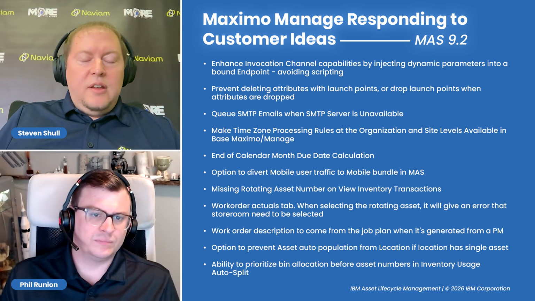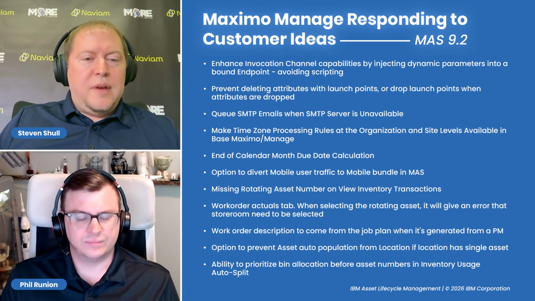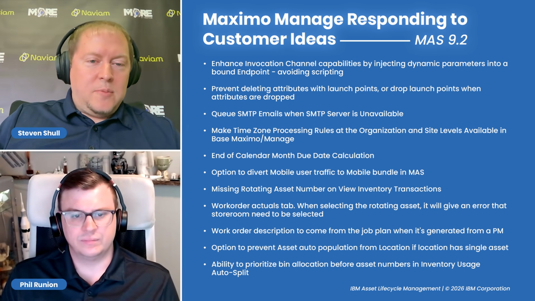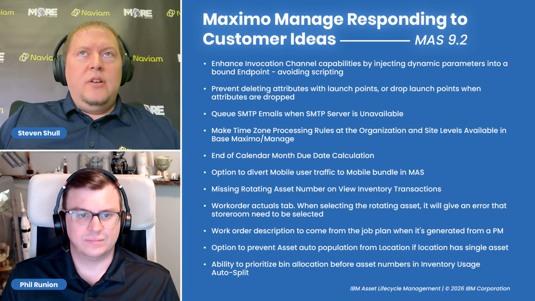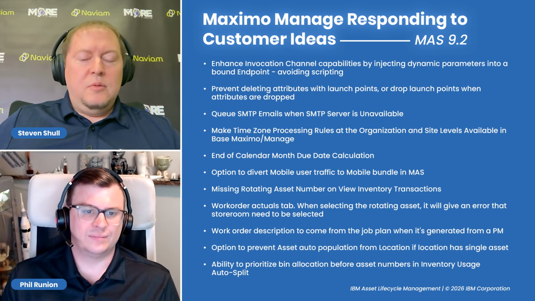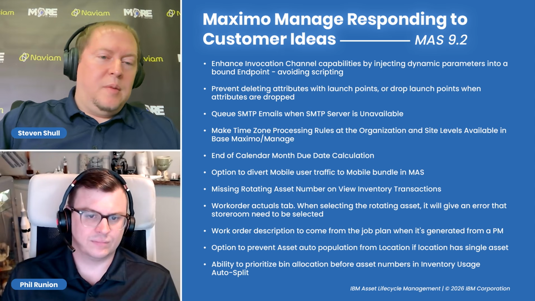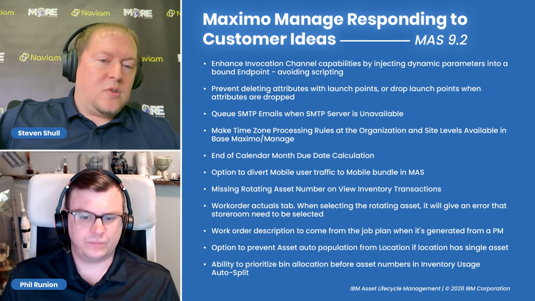The last one on this list that I want to talk about before we jump over to some of the new MAS core features is the work order description. I've never really understood this too well, but from a Maximo perspective, by default, if your PM has a description, that's what gets copied down to the work orders that it generates, even though the job plan also has a description.